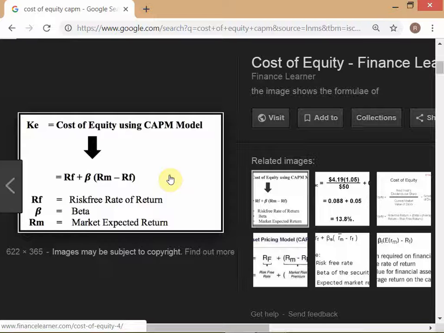All right. So therefore now, you're modeling the KE as a function of the RF, beta, and the RM. Okay. All right. Now here let's learn a few other terms which you now should not have to write.